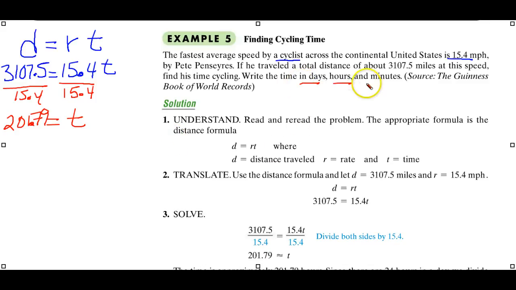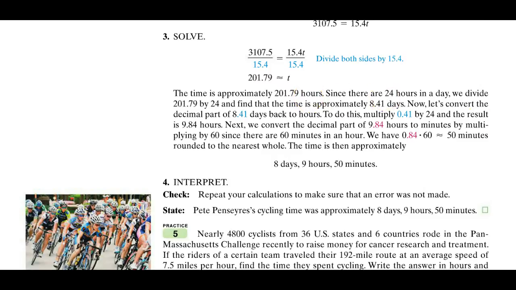Now they want to know how many days was this, how many hours, and how many minutes. Well, again, this was number of hours. So how many hours in a day? Well, there are 24 hours right there. So you divide this by 24, and you get 8.41 days. Now, for the number of days, then it's going to be 8 days. Now we take the 41, this part, and divide this part by 24, and this gives you approximately 9 hours.